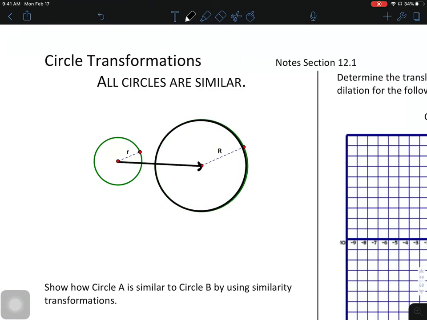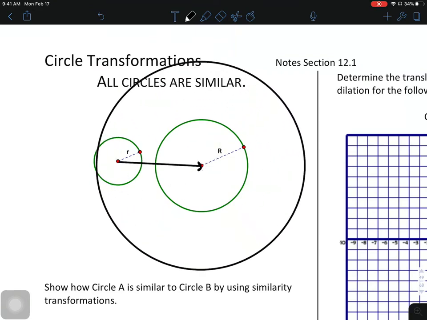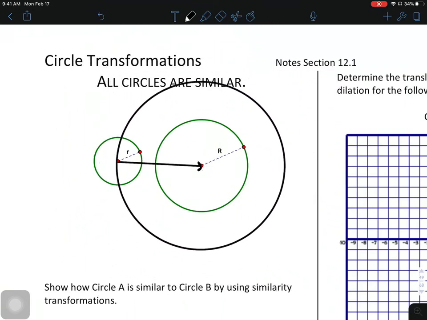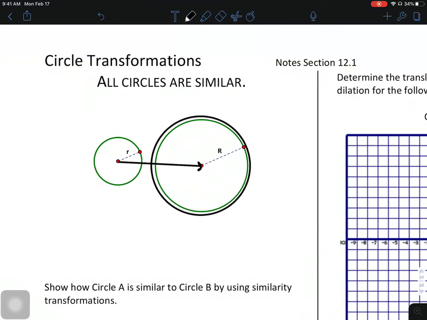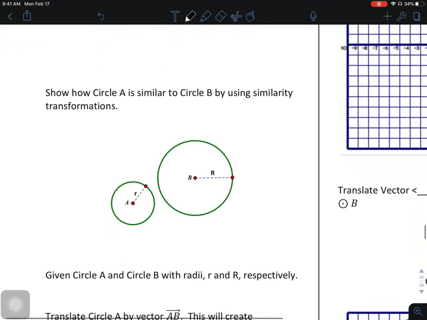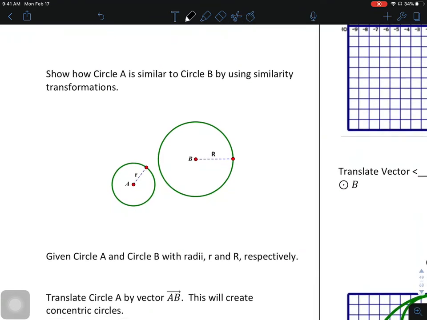Similarity means same shape. They're both circles, and you can multiply one by a scale factor and it becomes the other. So I could make this any size that I wanted. This is just trying to illustrate that all circles are similar: same shape, could be different sizes. Show how circle A and B are similar using similarity transformations.